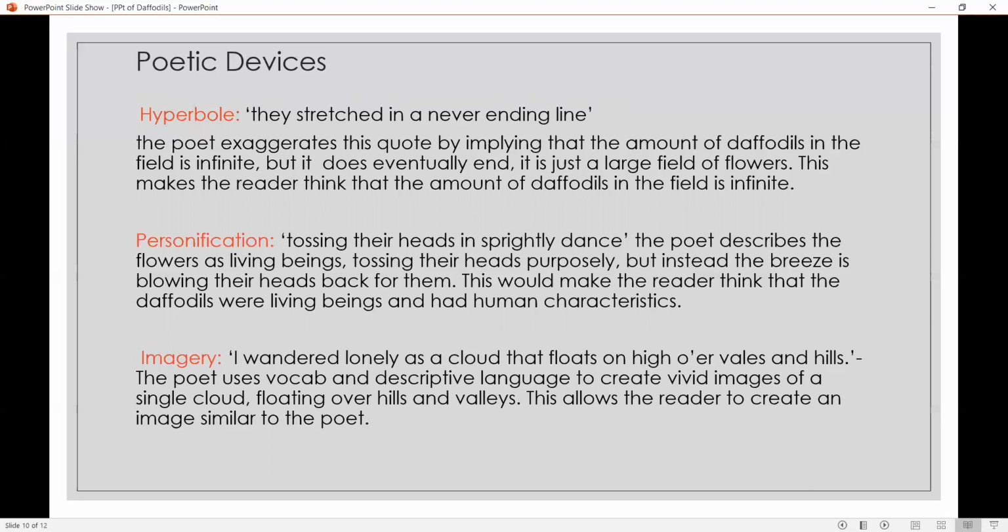Now, do you know the reason why poetic devices are used? It is to have a strong impact on the reader, to take the reader to his imagination.